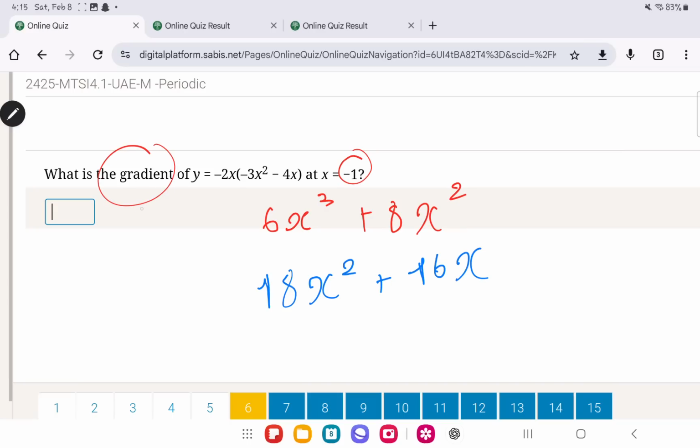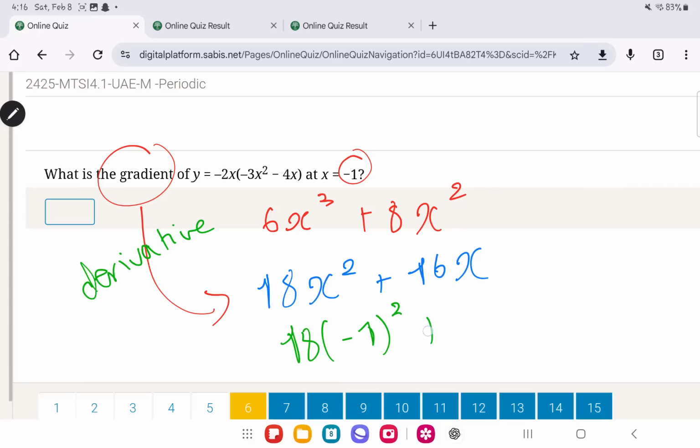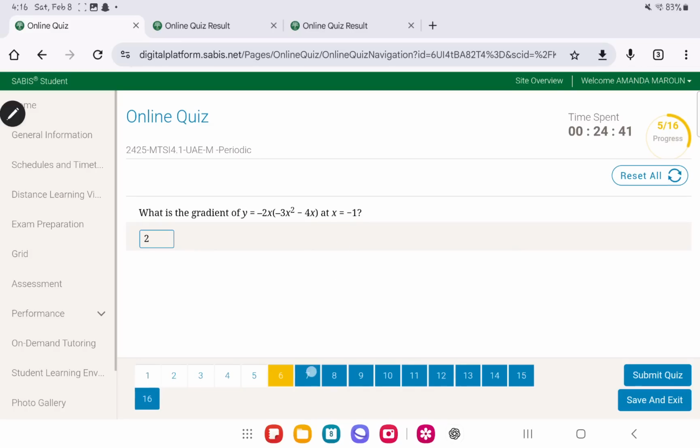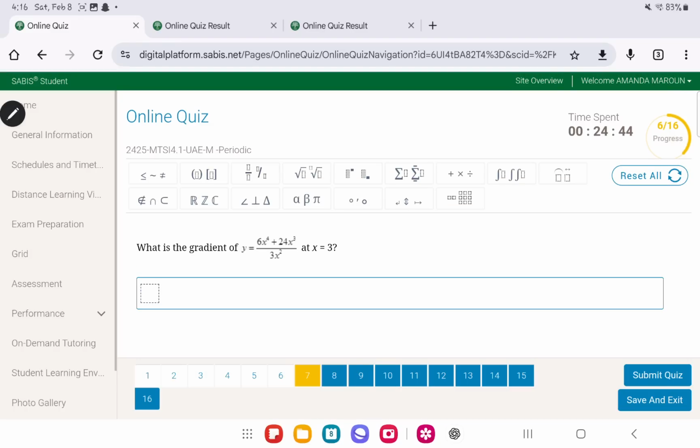First of all, why did we find the derivative? Because they are asking for the gradient. So whenever they ask for gradient, we find the derivative, okay? So always before finding the derivative, you solve everything. So now we got 18x squared plus 16x substituted by minus 1. So 18 times (-1) squared plus 16 times (-1). We get 18 because minus 1 squared is 1. So 18 times 1 is 18 minus 16, which will give us an answer of 2. Very simply. We move on to the next question, which is question number 7.